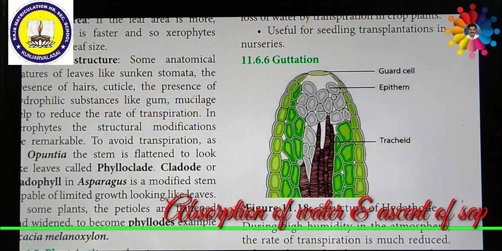The liquid that comes out of the hydathode is not pure water. It is a solution. That means salts or solutes are dissolved in water, which will be exuded outside along with the dissolved substances. That's all about guttation. They may ask in a 2 mark and 3 mark question. Now we are going to see how we measure transpiration. We shall see how we measure transpiration with various experiments in the next class.